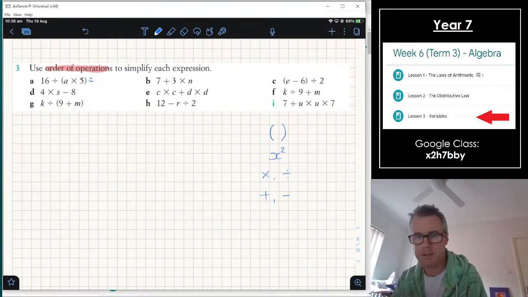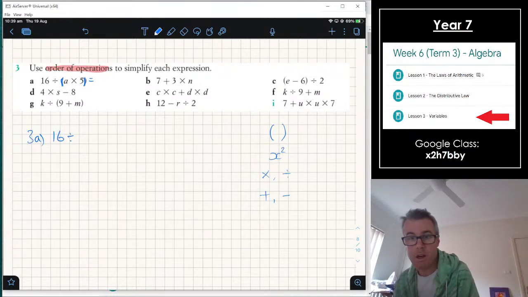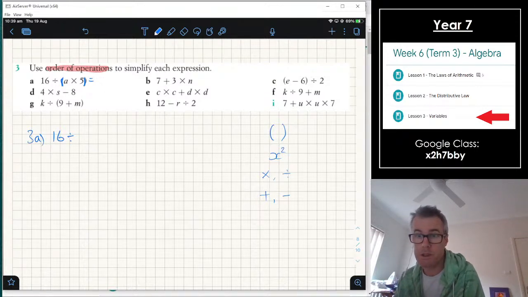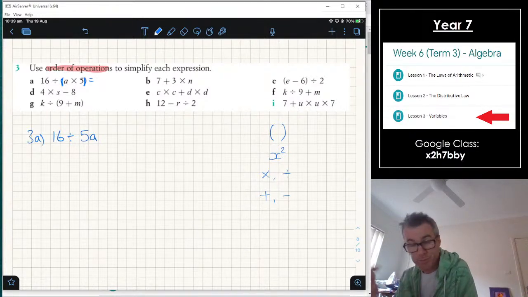Now, having a look at 16 divided by 3A here, let's see what's working. The first thing that I can see is I've got my brackets here, so that's what I'm going to solve first. My first step looks something like this: 16 divided by, well, A times 5. We've already understood that this is 5 lots of A, because remember, we did this in the previous questions, like that.